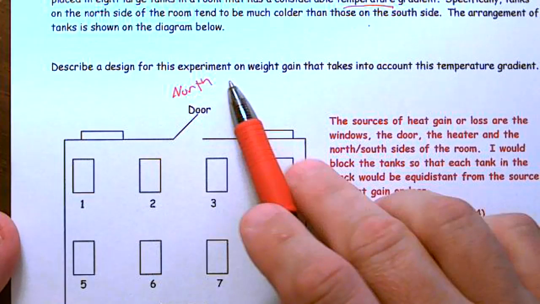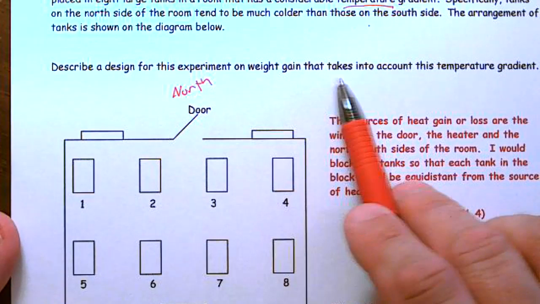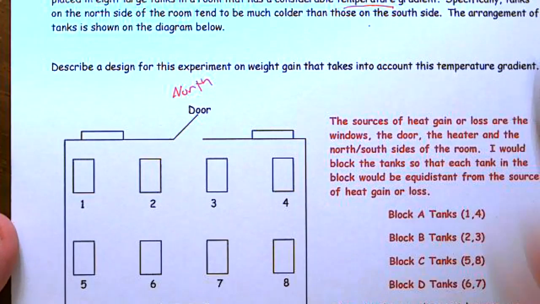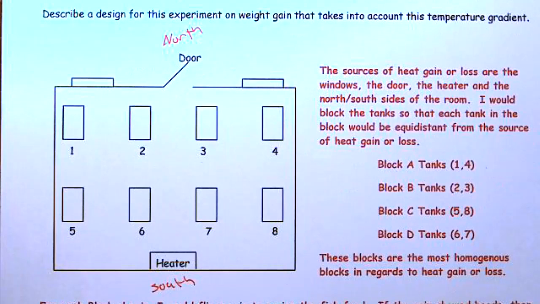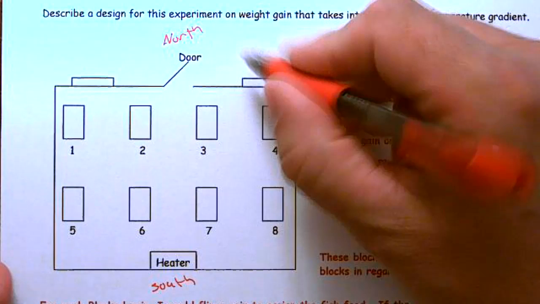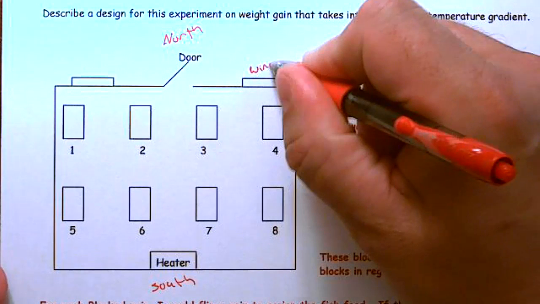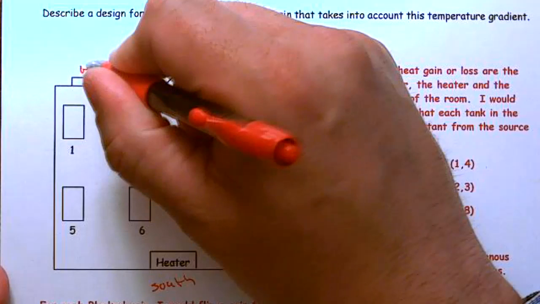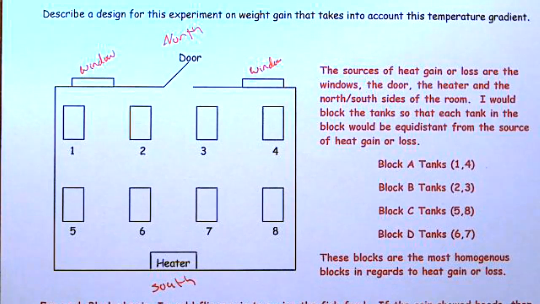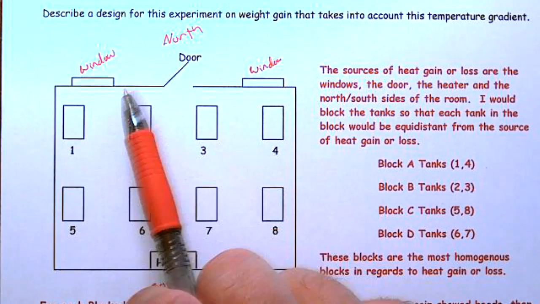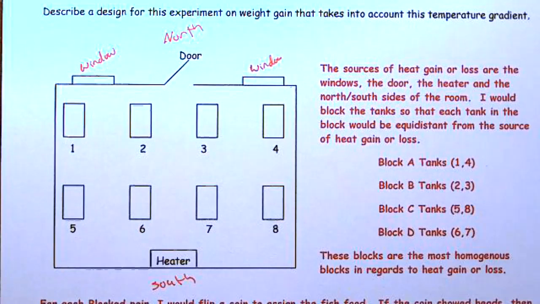Describe a design for the experiment on weight gain that takes into account this temperature gradient. So in other words, how can I control for the impacts of the temperature gradient? Well, what's going to impact this? Now, this doesn't label this very well, but this is a window. This is also a window. Okay, so let's think about what's impacting things for the heat. We have a heater that's impacting it, we have a door that's impacting it, and we have a window that's impacting things.